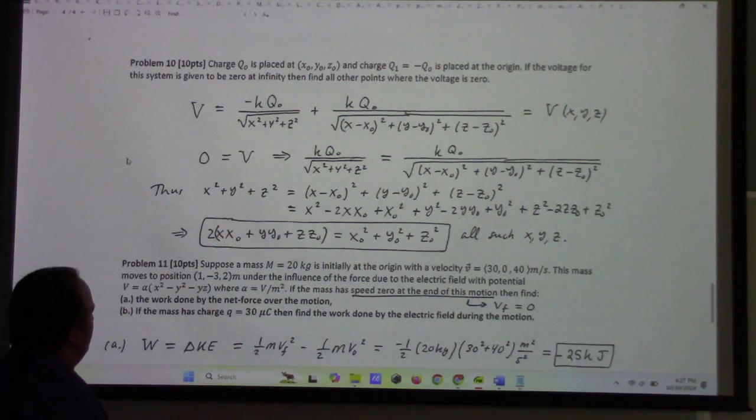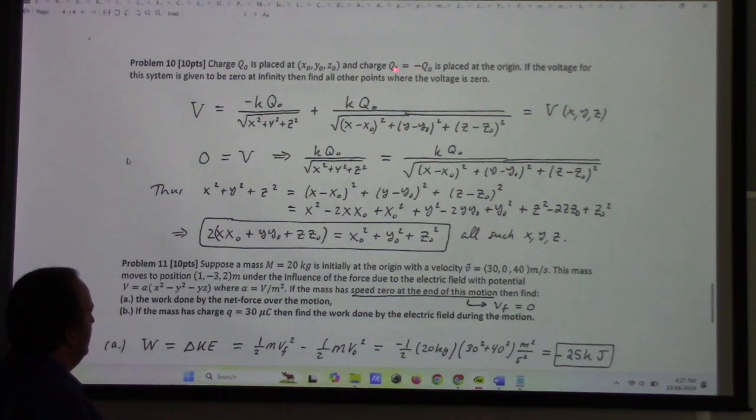So everybody should have written this much down: what's the voltage if you've got a charge at the origin and a charge at x naught, y naught, z naught. Well, this is the voltage for the charge at the origin, minus Q naught at the origin, plus kQ naught divided by the distance from x, y, z to x naught, y naught, z naught. We've done a bunch of these. So that's the voltage at x, y, z, just like that.